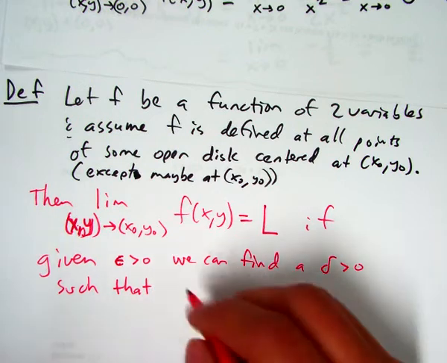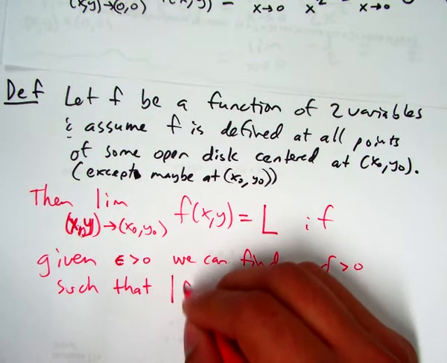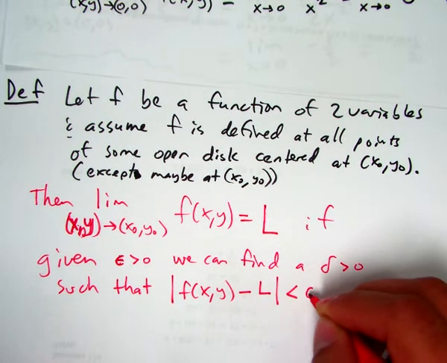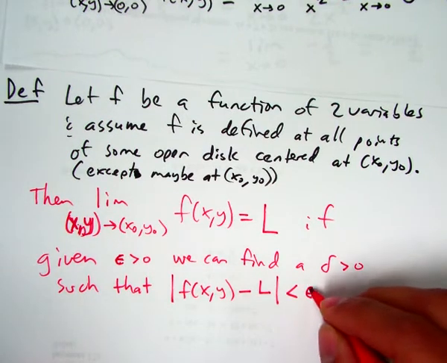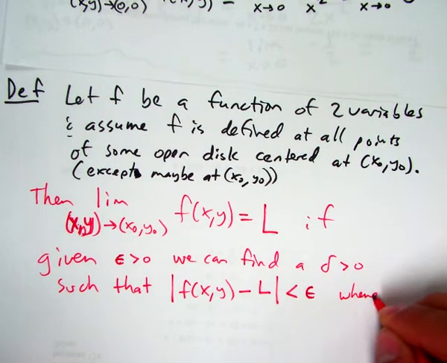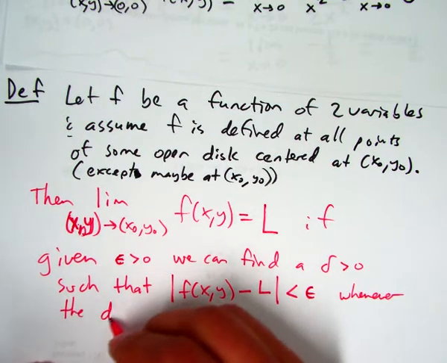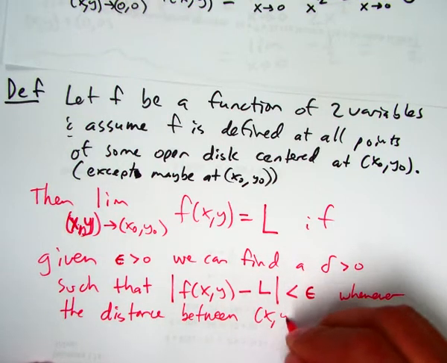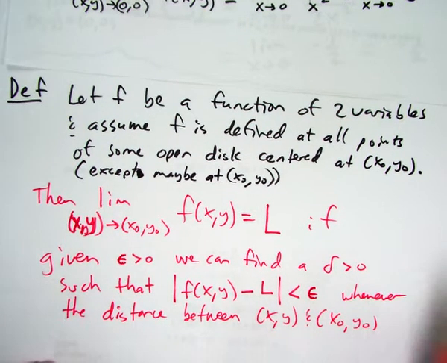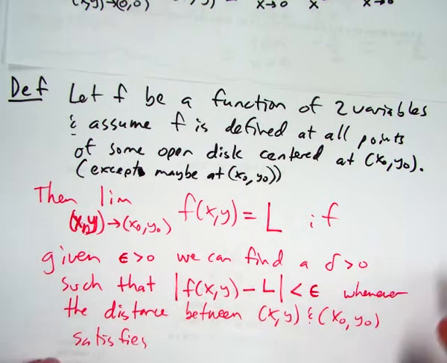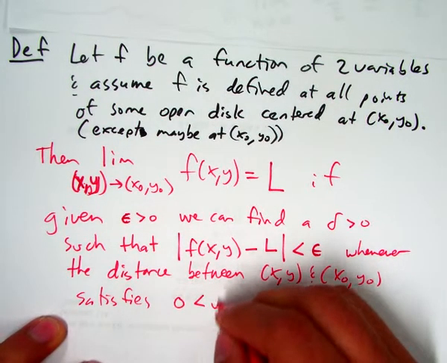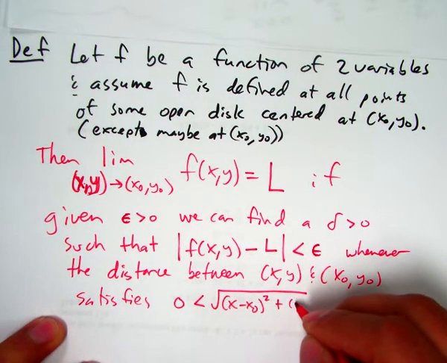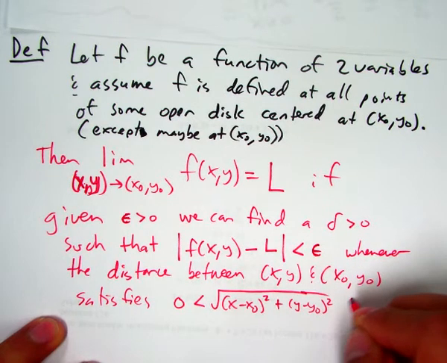Such that the difference f of x, y minus L is less than epsilon, whenever the distance between x, y and x naught, y naught satisfies the inequality 0 is less than the square root of x minus x naught squared plus y minus y naught squared, less than delta.